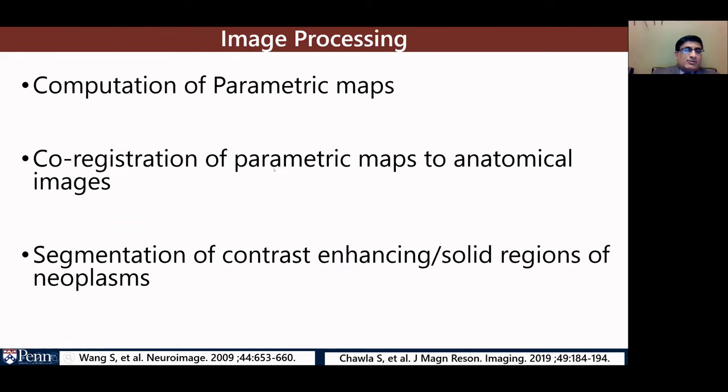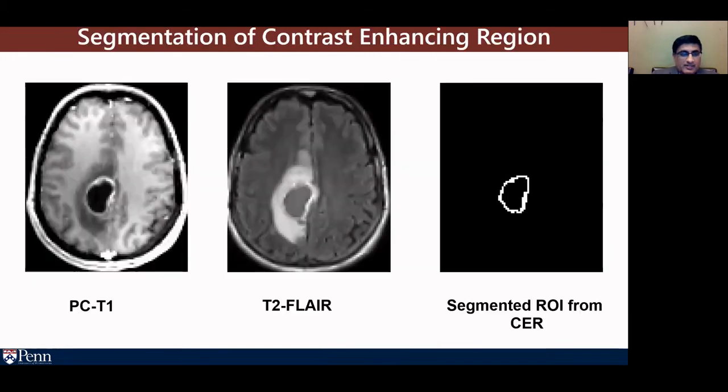So what we do basically is use all these metabolic and physiologic MR images, and we use different mathematical models to compute the parametric maps. Then we co-register all these parametric maps with respect to the anatomical images, like the post-contrast T1-weighted image or T2 FLAIR images, and then we do the segmentation. We segment the contrast enhancing regions, which are the most solid or most malignant component of the tumors. In this particular example, this is the post-contrast T1-weighted image showing a ring enhancing lesion, and this is a segmented region of interest, which corresponds to this contrast enhancement.